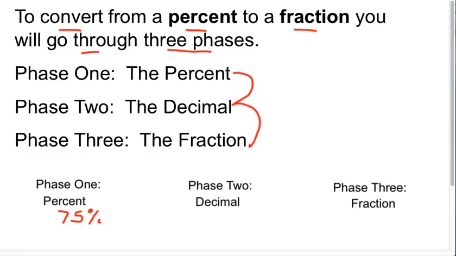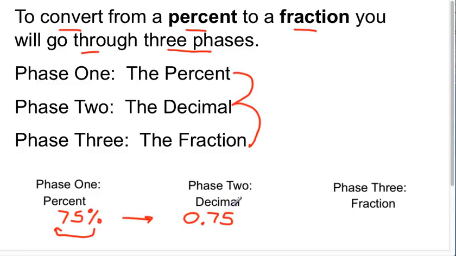So we have 75%, and the first thing we want to do is write it as a decimal. Well, in order to do that, it's pretty simple. We just have to get rid of the percent symbol and turn it back into a decimal, which means we're going to take this and move it over 2 place values to the left and make it a decimal. So what we will end up with is 75 hundredths.